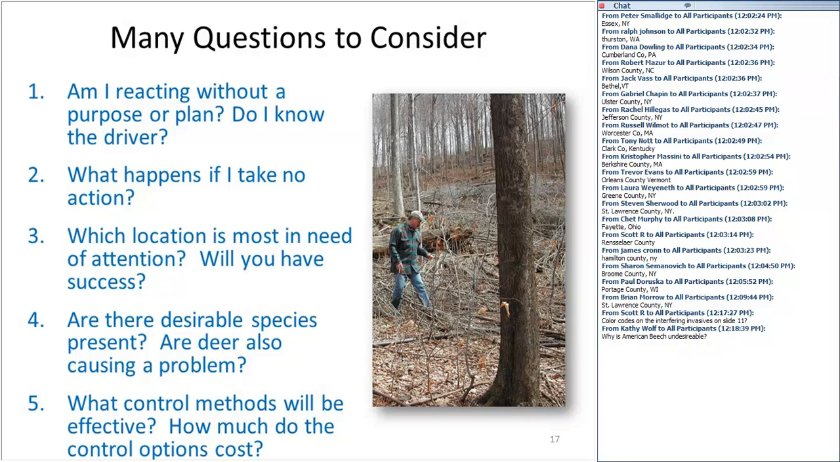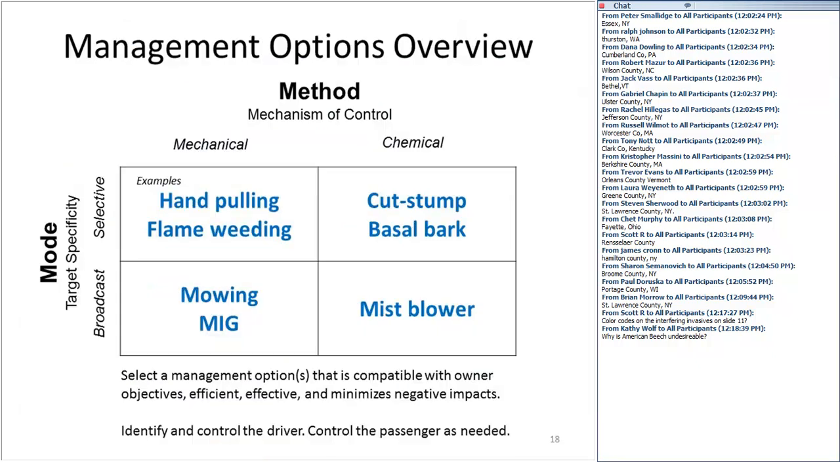Deer would be one of those drivers. And then think about what control methods are going to be effective and how much they are going to cost. So those are all several questions that have to come into play. And as you're thinking through those questions, you're going to arrange those into one or more squares of this matrix.